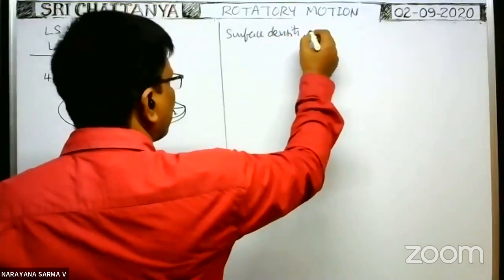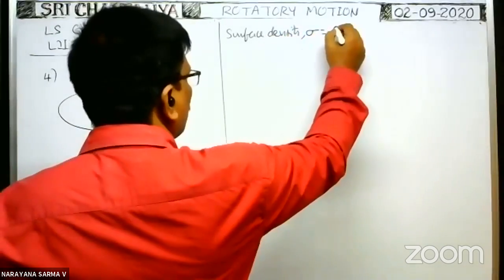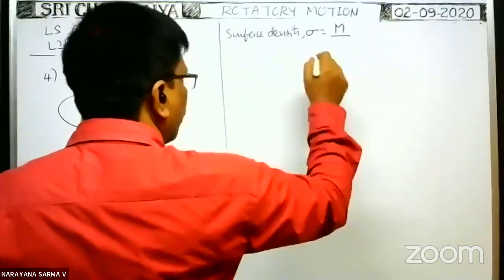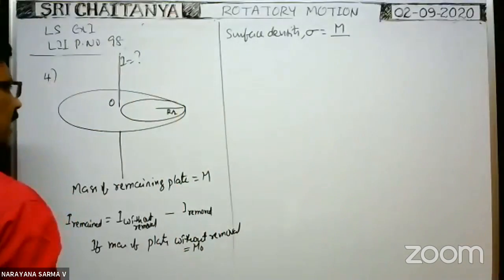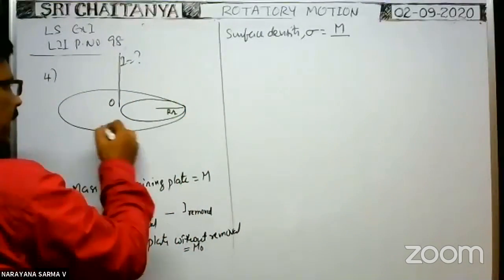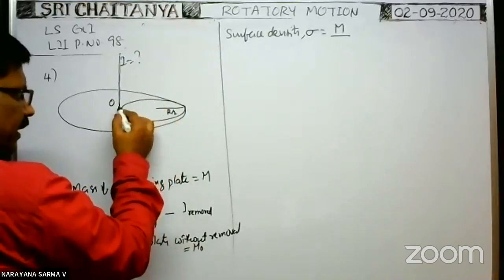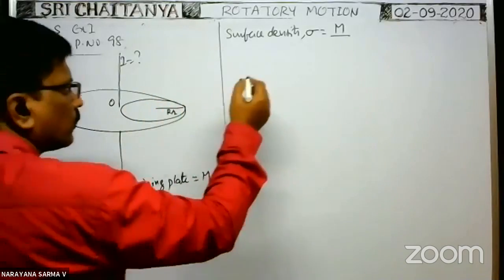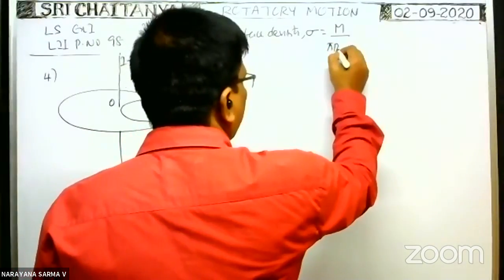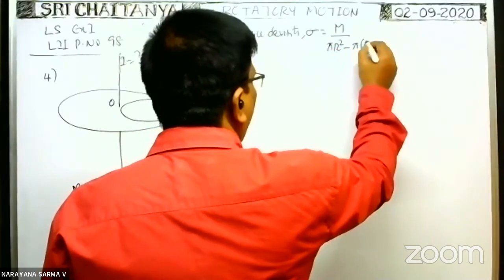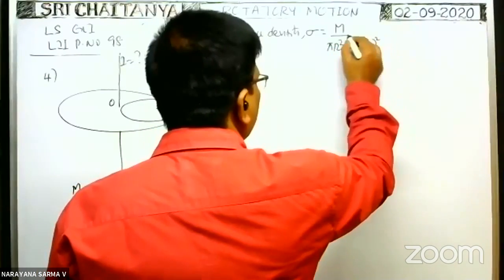Because surface density is the same for everyone. Surface density is equal to the mass of the given remaining part divided by the area of the remaining part. What is the area of the remaining part? From the total area of the circular plate, you subtract the area of the small plate removed. Total area is pi capital R square. From this, pi into r/2 whole square is the area of the removed part.